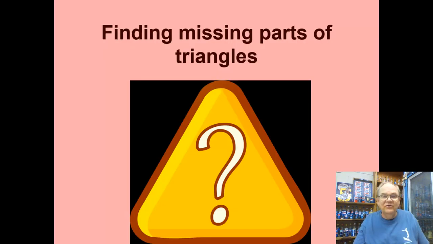Well, hello. This week we're going to expand on what we did last week with SOHCAHTOA and hopefully make sure that you know why it's important to know that sine is opposite over hypotenuse, cosine is adjacent over hypotenuse, and tangent is opposite over adjacent.